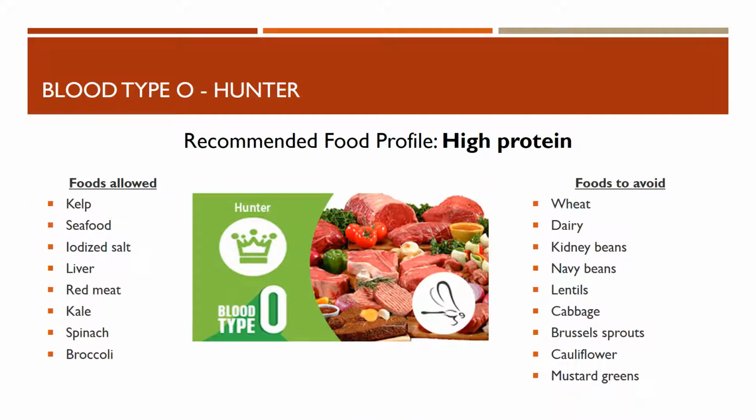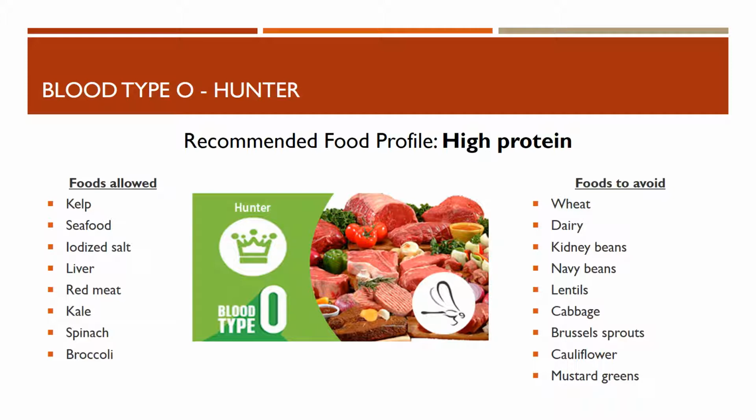So finally, we're talking about blood type O, which is the hunter diet. And this food profile is just high protein. So according to the blood type diet book, type O diets have a hearty digestive tract, and they also have an overactive immune system. The book does say that they are intolerant to dietary and environmental adaptations, which means that their digestive tract is just similar to our early ancestors.